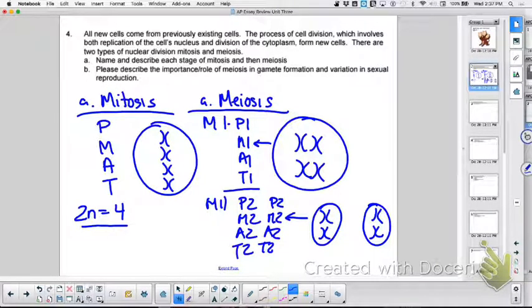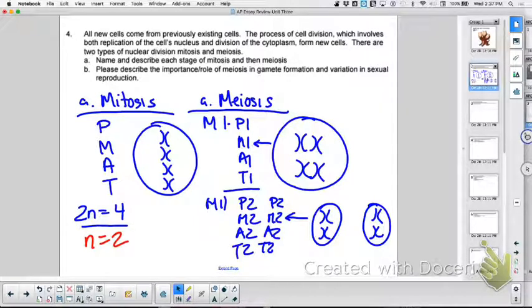The number 4, 2N equals 4, is the total number of chromosomes together in a diploid cell. I could have said the same thing, and all of this would be true if all I gave you was this. The drawings didn't change a bit, because I just said n equals 2. That would imply that 2n equals 4. You should be able to figure all of that out, right?